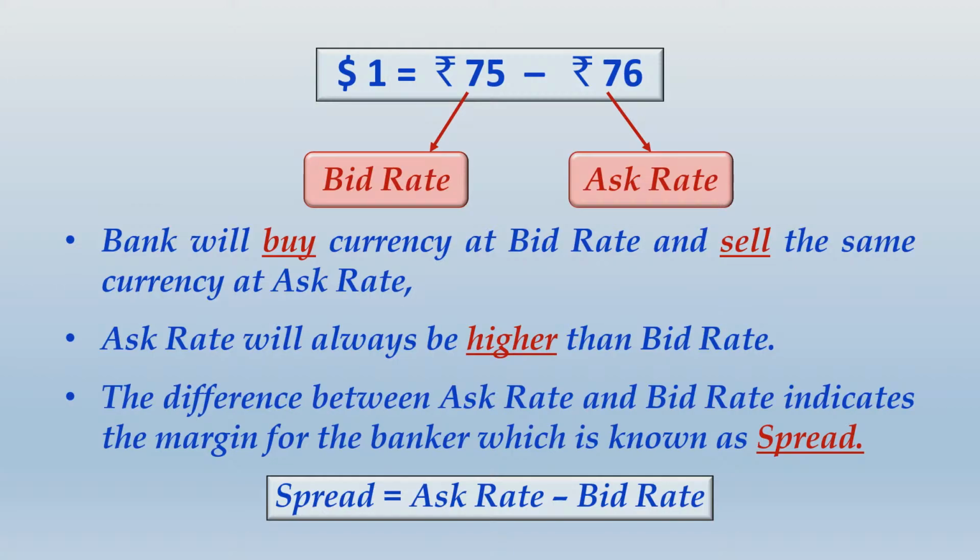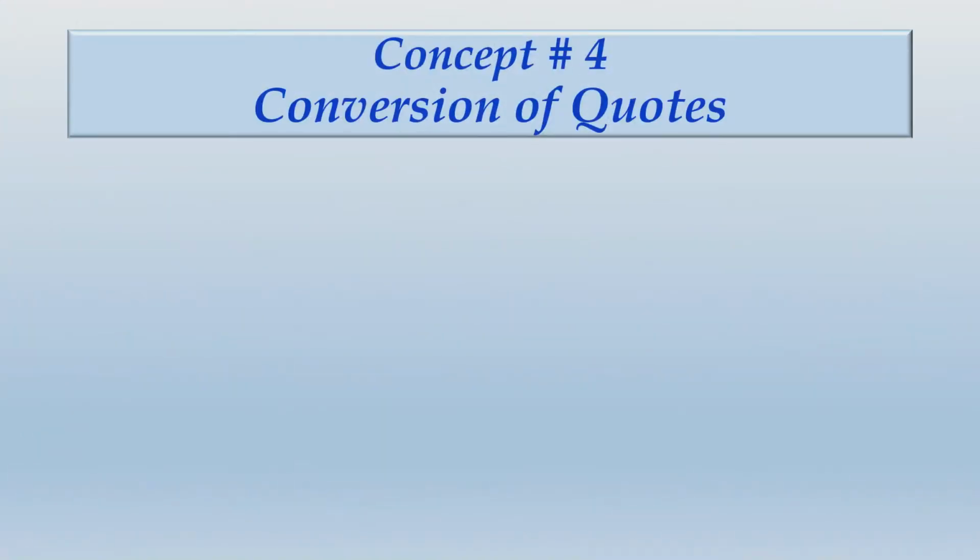Alright friends, I'm sure you have done the needful. Let us move ahead and let us talk about conversion of quotes. So you have already seen $1 equals rupees 75. So rupee 1 will be $1 by 75. So what did we do? We took the inverse of 75 and we got the other way quote. So taking the inverse of a quote will give you the other format of the quote.